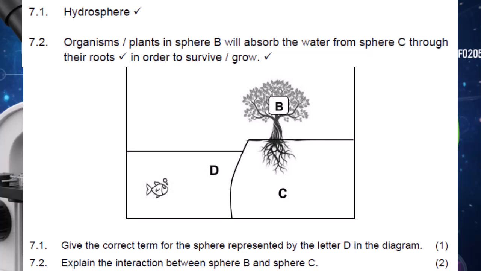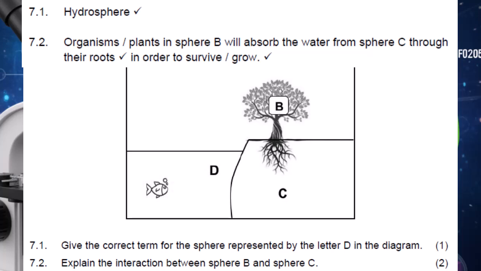Okay, Q7.2 asks for an explanation of an interaction between the biosphere, labeled B, showing maybe plant life, and the hydrosphere, labeled C, maybe water. How do living things and water interact? A very fundamental interaction needed for life itself. Plants (biosphere) absorb water (hydrosphere) through their roots. They need this water for photosynthesis, to transport nutrients, and just generally to survive and grow.